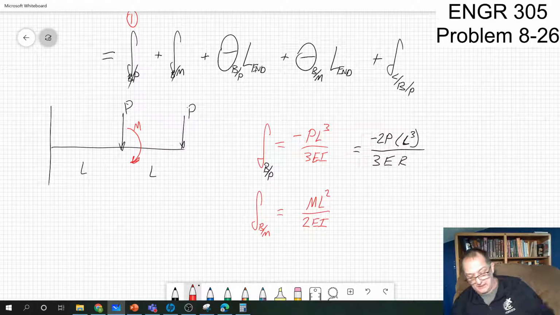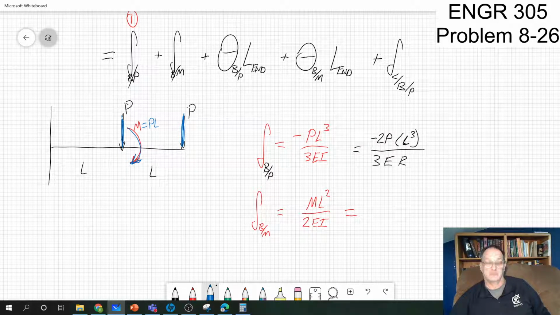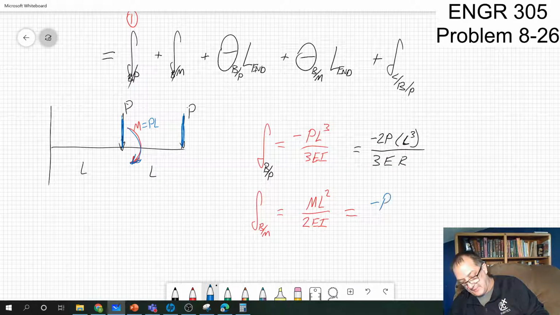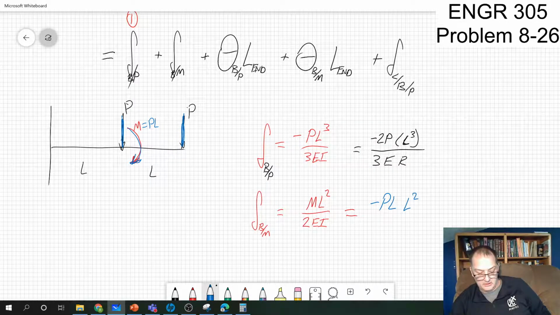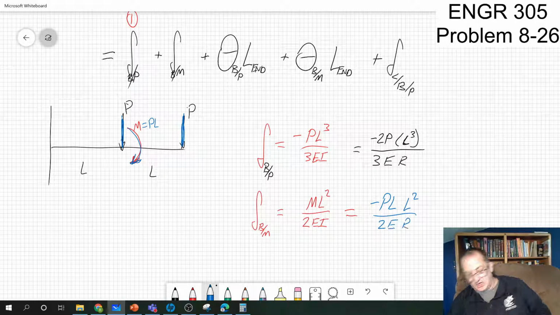I know my moment is going to show up as negative. That moment is equal to P times L, right? When I move this force to here, that's how I got the 2P, but this moment is equal to PL. So that equals, and it's negative, a minus PL times L squared over 2E. It's not I, it's R.